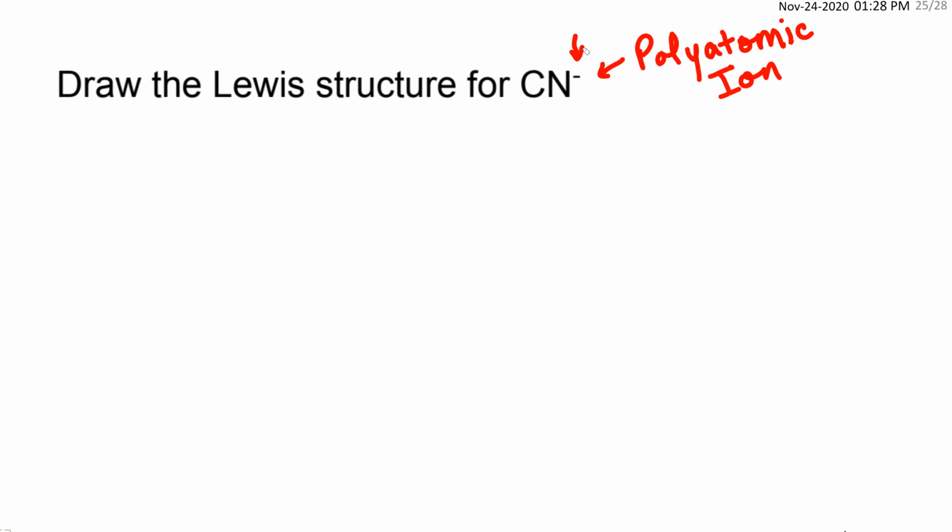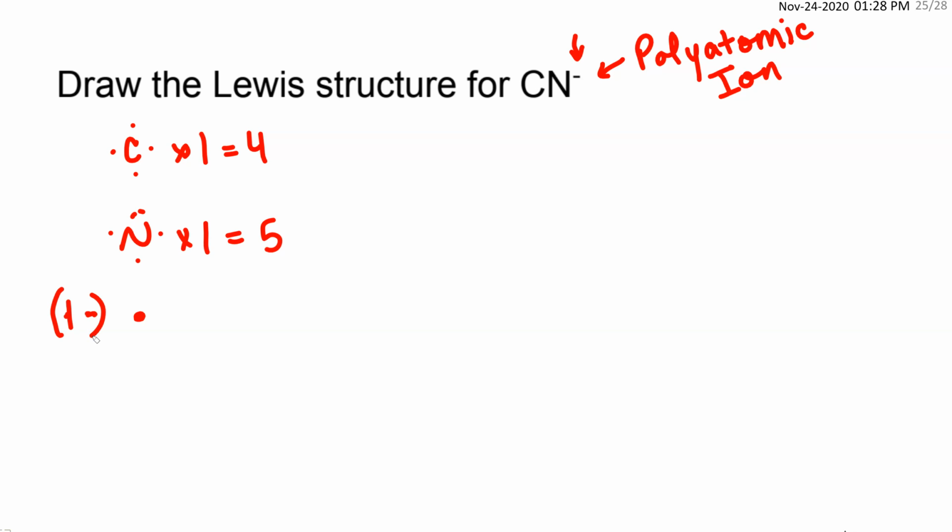So, when we draw the Lewis structure, we still account for the valence electrons from the atoms. But since it has a 1- charge, that means it gets an extra electron. Okay? That's from the 1- charge. There's only one of them. So our final structure will have 10 valence electrons.